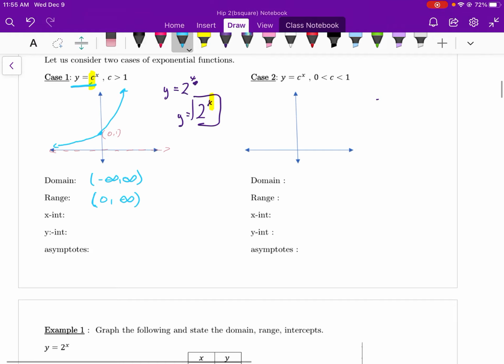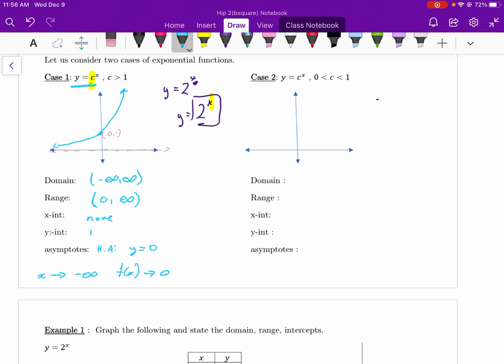My x-intercept, well, what is my x-intercept in case 1? Well, if we notice, there is none. My y-intercept is 1, and I have this asymptote, and there's only one asymptote, and it's a horizontal asymptote. And that horizontal asymptote is y is equal to 0. And recall from the definition of an asymptote, as x goes towards negative infinity, the value of our graph, f of x, will approach 0. That is, as x gets more and more negative, the y values get closer and closer to 0.